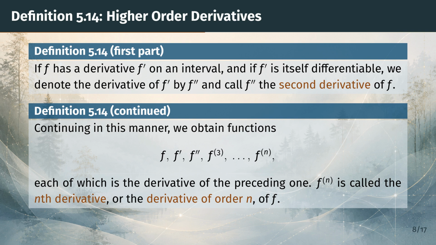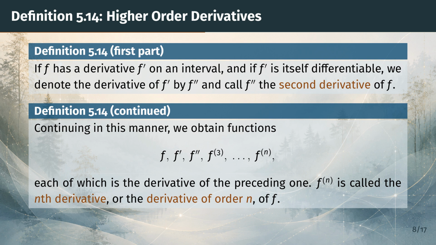Continuing in the same manner, we obtain a whole chain of functions, f, then f prime, then f double prime, then the third derivative, and so on up to the derivative of order n. Each function in the chain is, by definition, the derivative of the one before it. From the third derivative onward, we abandon the primes, which would become unreadable, and instead write the order as a parenthesized superscript. The function at the top of the chain is called the derivative of order n of f.